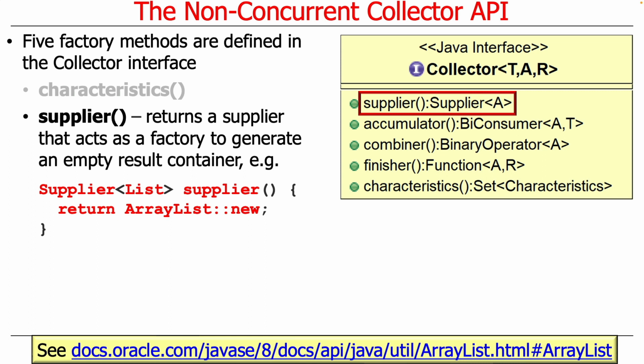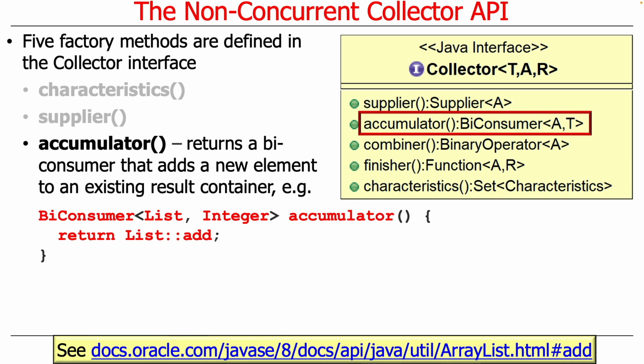And a very, very common thing to do, if you have a list or an ArrayList as the type of the mutable result container, is to have the supplier return the ArrayList::new constructor reference. And when this supplier is called, it'll make an ArrayList. So that's a very common way to do things here.